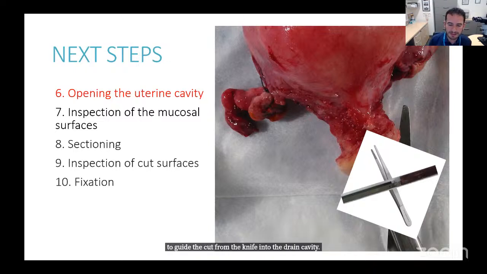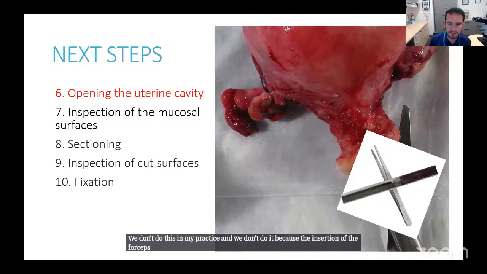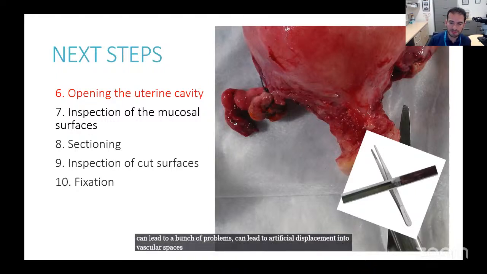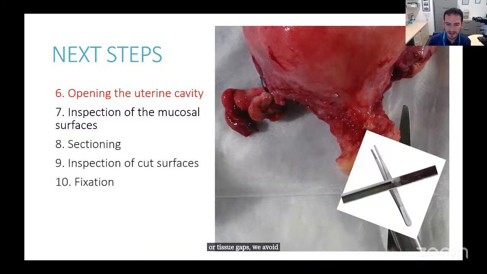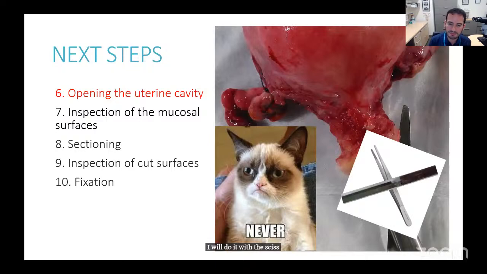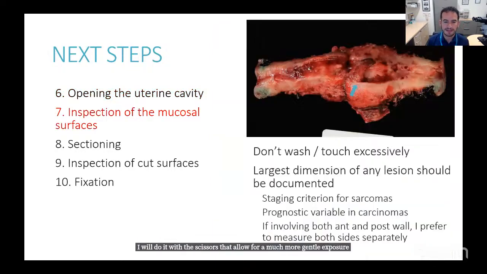We don't do this in my practice, and we don't do it because the insertion of the forceps into the cavity without you looking at it first can disrupt the tumor, can fragment the tumor or whatever is occupying that endometrial cavity. And tumor fragmentation can lead to a bunch of problems, can lead to artificial displacement into vascular spaces or tissue gaps. We avoid tissue fragmentation as much as possible. So I'm not really a big fan of this practice. I will never do it. I will do it with the scissors that allow for a much more gentle exposure of the cavity to your eyes.